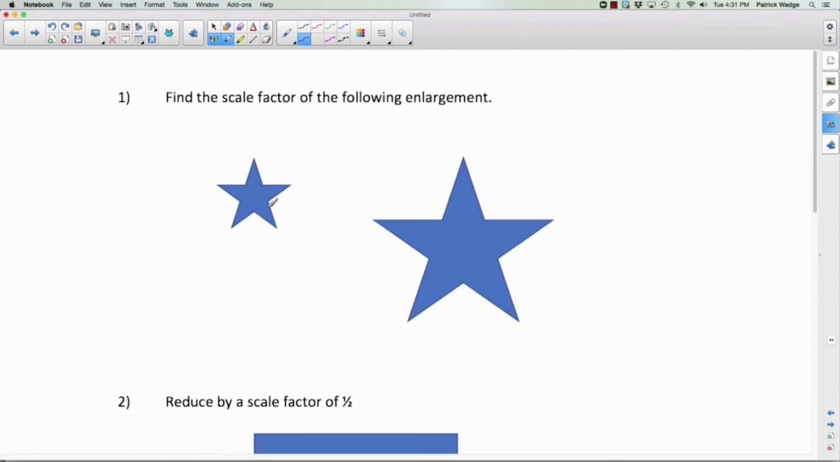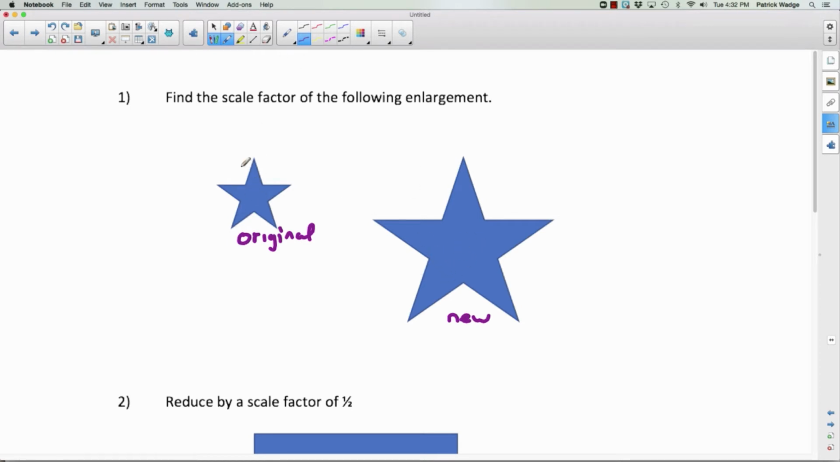All right, here's the questions. Find the scale factor of the following enlargement. So this is our original, or our object, and this is our new, or our image. So if we want to find the scale factor, already, actually, you should be able to tell me something. Look at the new. It's bigger. So what do you know about the scale factor? The scale factor is definitely going to be more than 1, right? If it's an enlargement, this is an enlargement, then it's going to be more than 1.